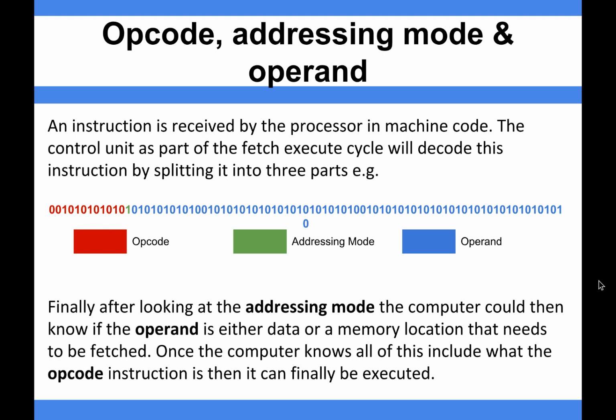And once the computer knows the opcode, it's got the operand, and it looks at the addressing mode, it will execute the instruction. And that is the three components of one of these instructions: the opcode, addressing mode, and operand.